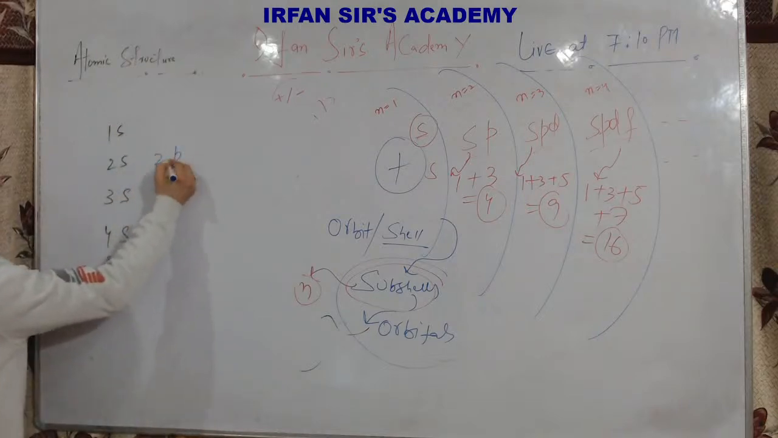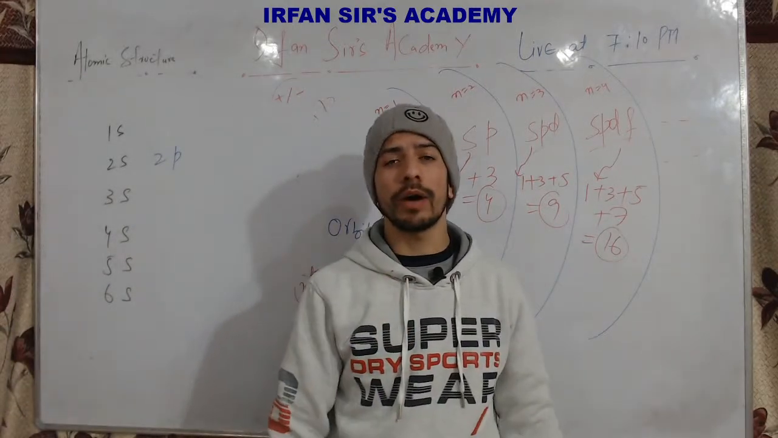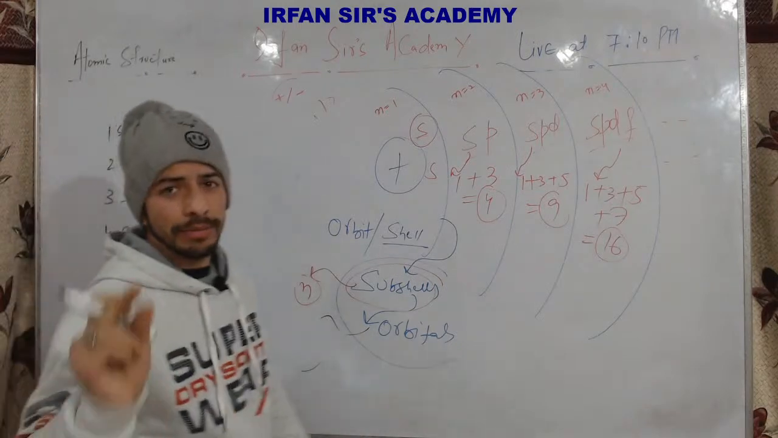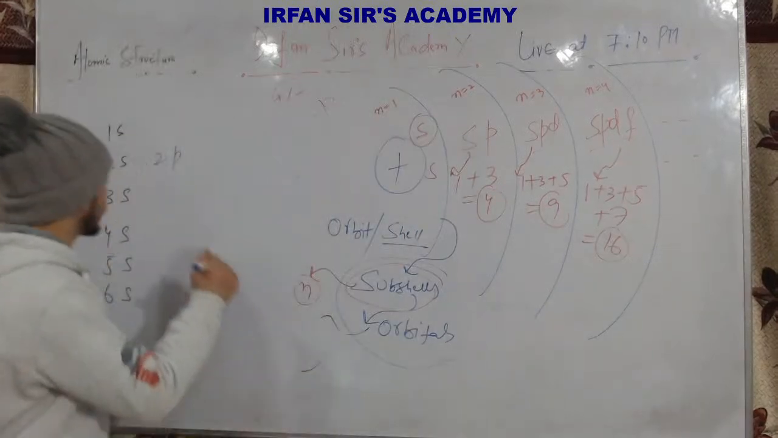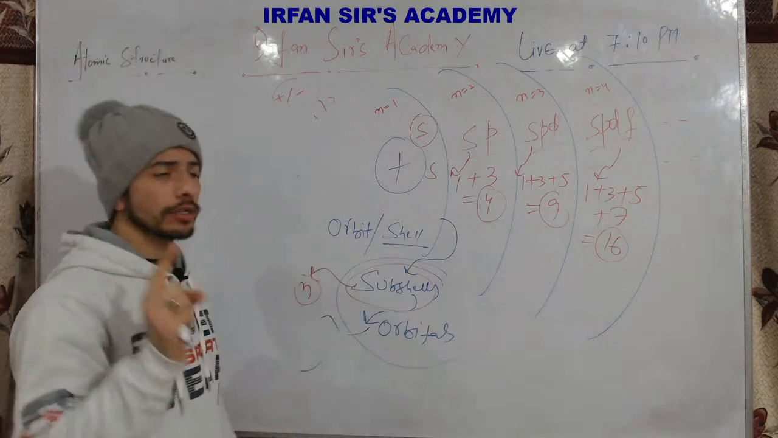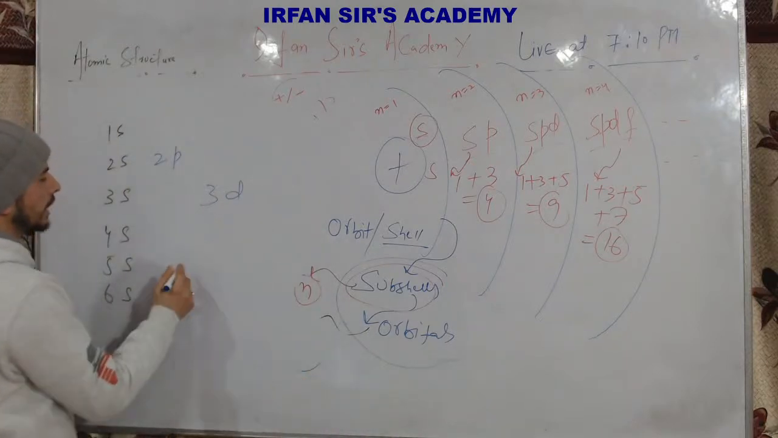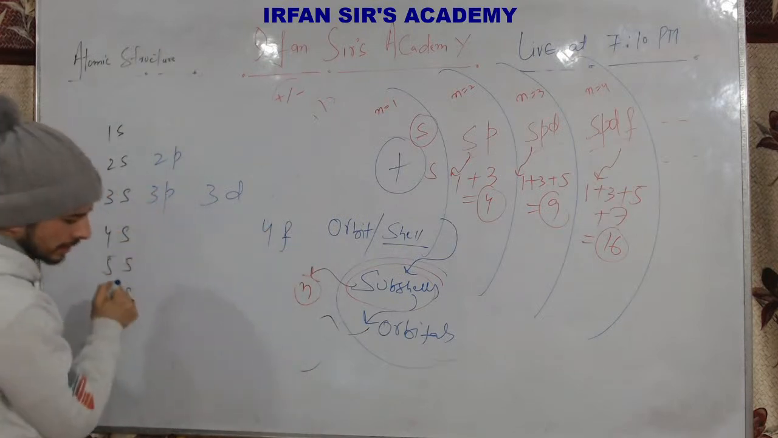It's 2P. Why 2P? Why didn't I write 1P? Type in the comment section, why didn't I write 1P? Tell me fast. I will give you 10 seconds only. Why didn't I write 1P? Why do I write 2P? And why will I write here 3D? And why will I write here 4F? Can you tell me? Comment fast.